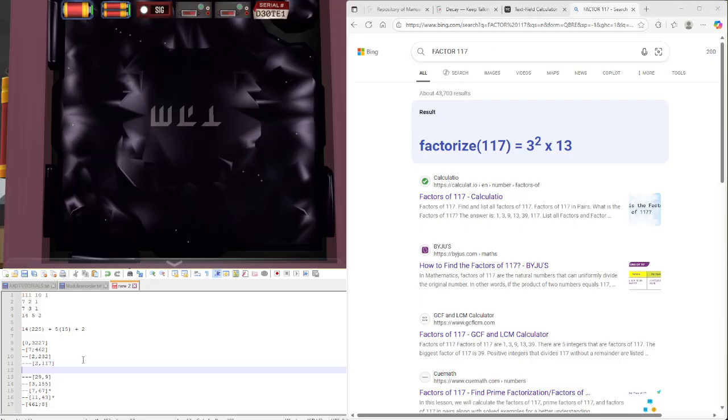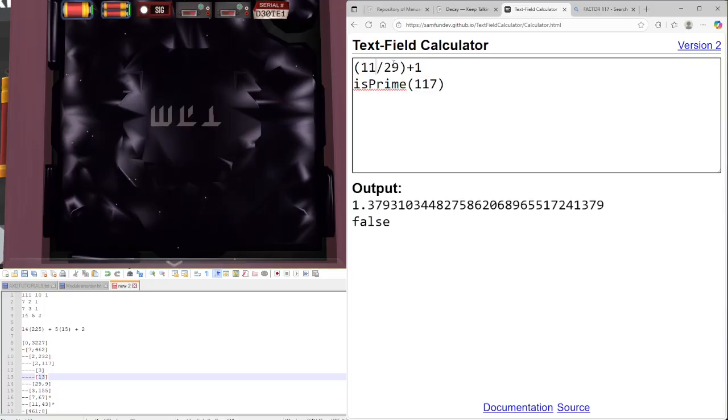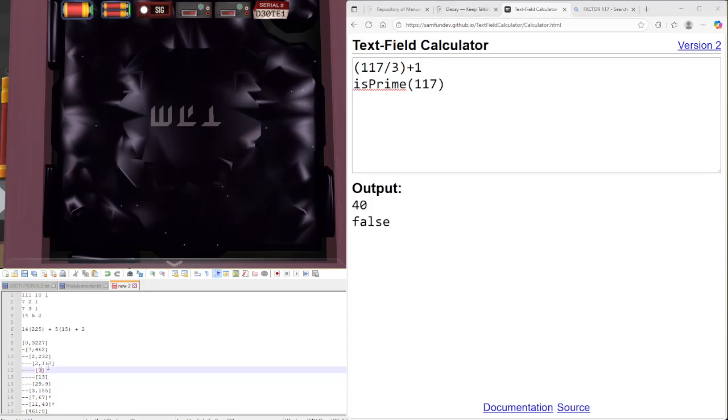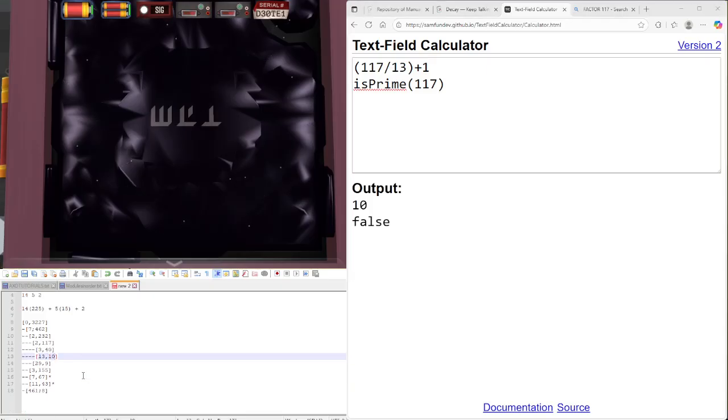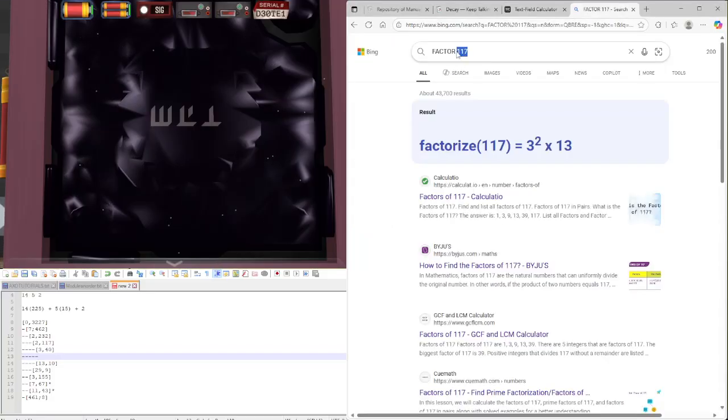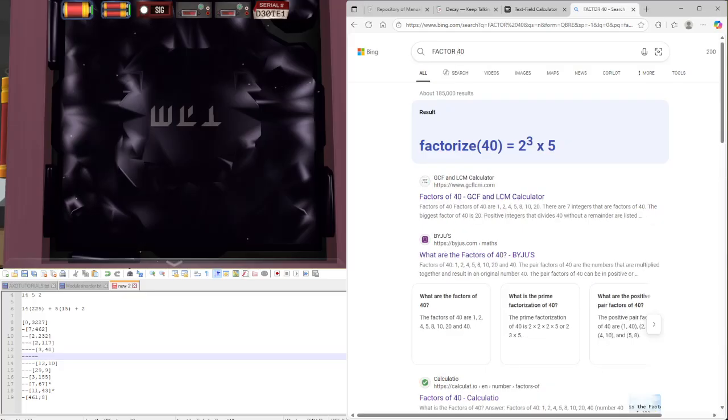That is 3 and 13. Equals 40, and that one is 10. Neither of those still have neither of those as being prime, so 40 is 2 and 5.